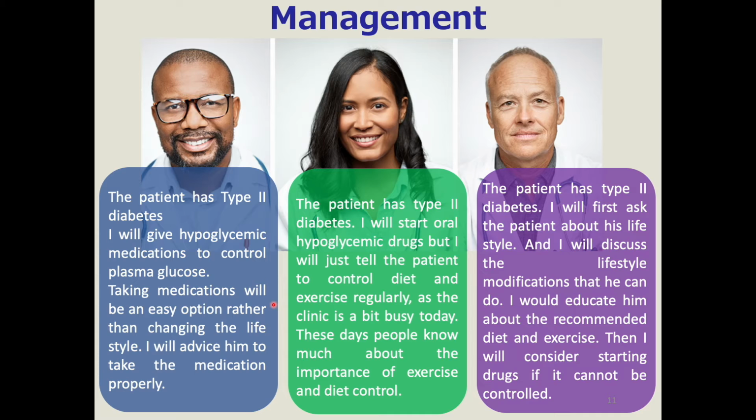And the second doctor thinks the patient has type 2 diabetes. I will start oral hypoglycemic drugs, but I will just tell the patient to control diet and do exercises regularly, as the clinic is a bit busy today. These days, people know much about the importance of exercise and diet control. The third doctor thinks the patient has type 2 diabetes, and I will first ask the patient about his lifestyle. I will discuss the lifestyle modifications that he can do, and I would educate him about the recommended diet and exercise.